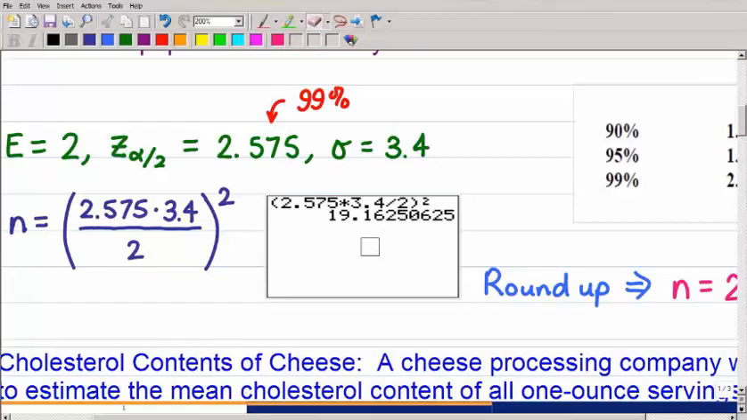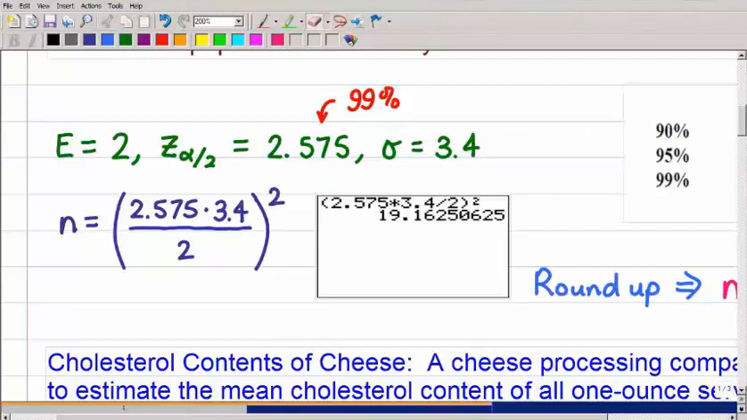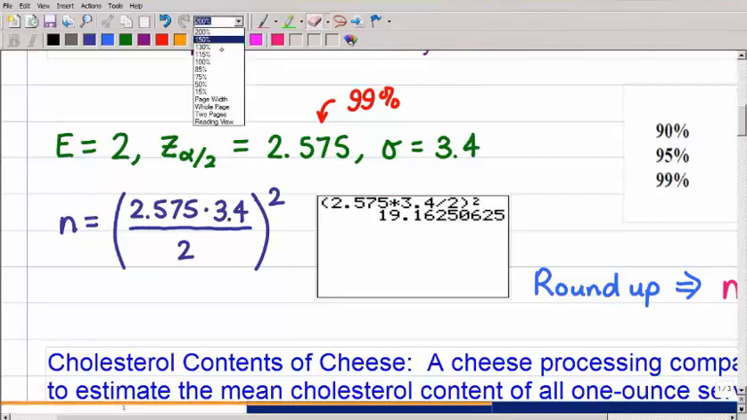These answers are always going to be integers because the sample size is going to be an integer number. You take a sample, so you round up. So we would want a sample size of 20 to meet our requirement for a 99% confidence interval to have a margin of error of 2 based on that standard deviation, 3.4. So let's look at the next example.